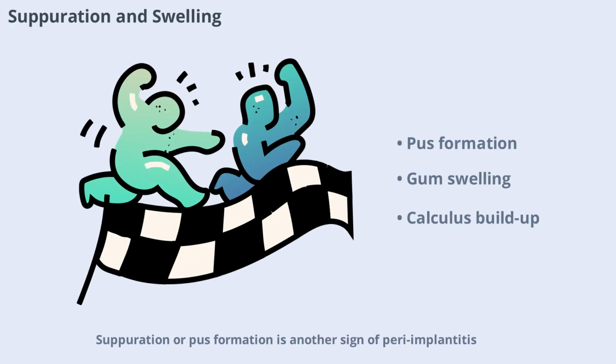Suppuration, or pus formation, is another sign of peri-implantitis. This is often accompanied by swelling of the gums and the presence of calculus, or hardened plaque, around the implant. These signs indicate an active infection and require prompt attention to prevent further bone loss and implant failure.